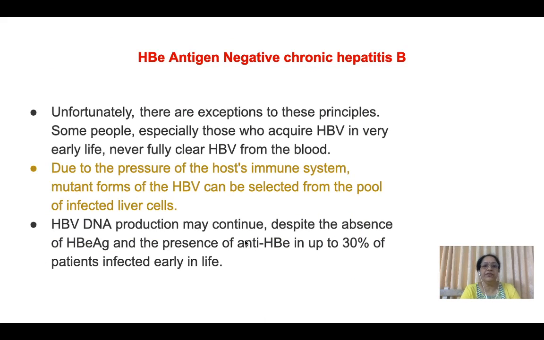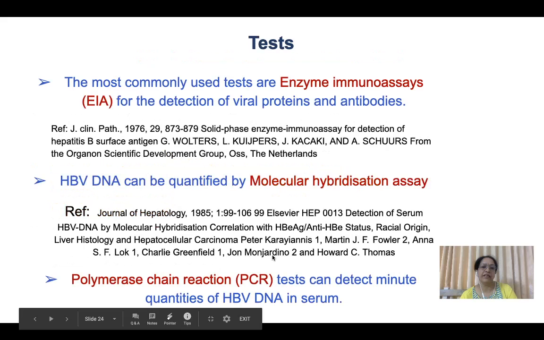HBe antigen negative chronic hepatitis B. Unfortunately, there are exceptions to these principles. Some people, especially those who acquire HBV in very early life, never fully clear HBV from the blood. Due to the pressure of the host immune system, mutant forms of HBV can be selected from the pool of infected liver cells, that is hepatocytes. HBV DNA production may continue despite the absence of HBe antigen and the presence of anti-HBe in up to 30% of cases infected early in life.